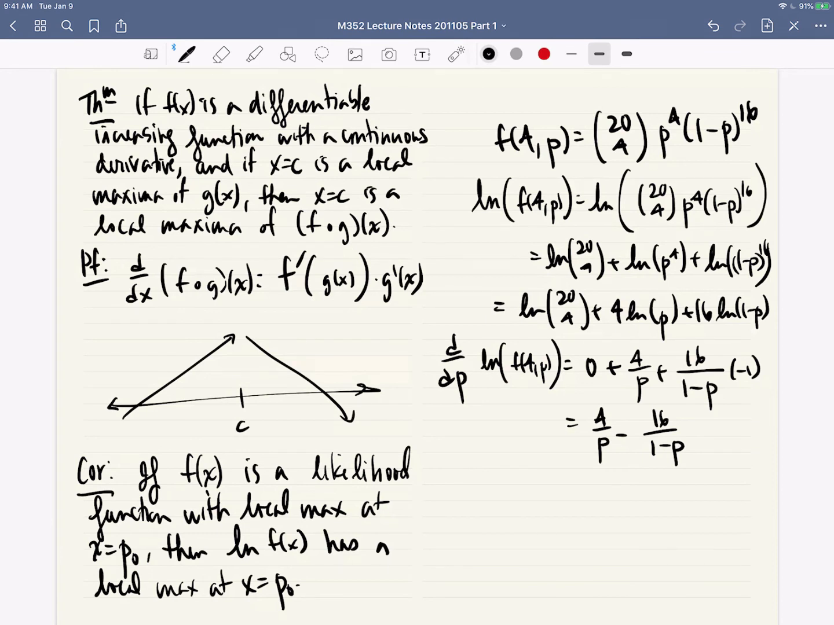Now we're going to want to set that equal to 0 and solve. So let's simplify this. Finding a common denominator, we get that. And looking at the numerator, we get 4 minus 4p minus 16p is 4 minus 20p, all over that. So we want to set that equal to 0 and solve.